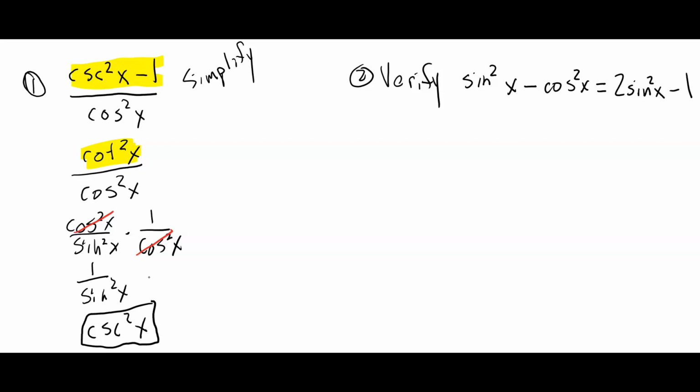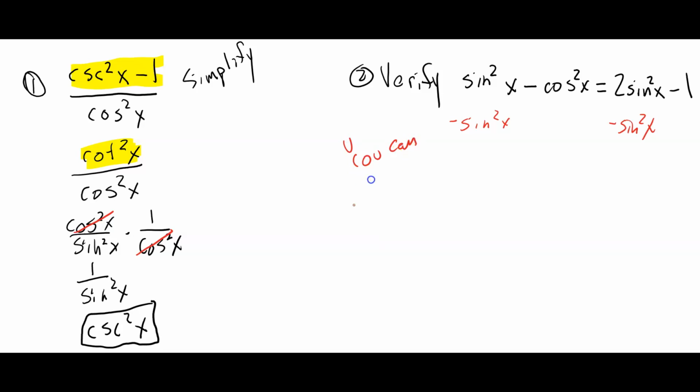Remember, when we verify, we have to work on each side independently. So I'm going to show you something that you cannot do. What I saw in a lot of the solutions that you guys submitted, you were going like this: sine squared x and minus sine squared x.